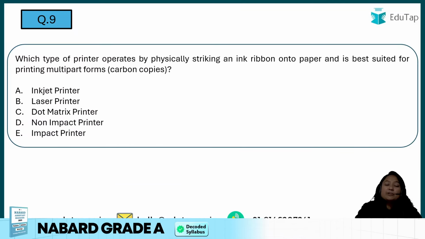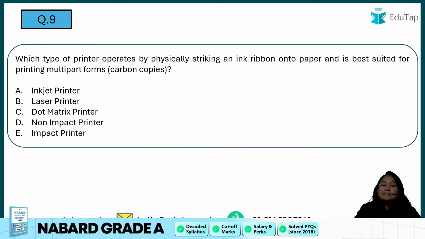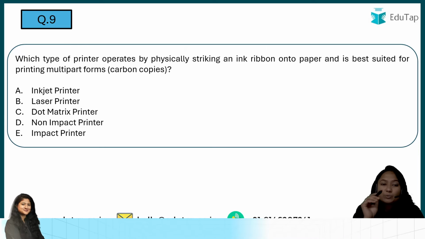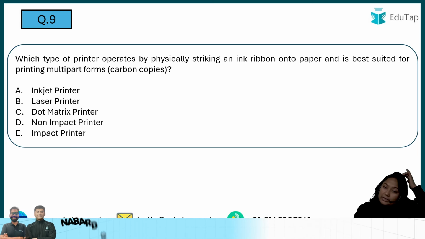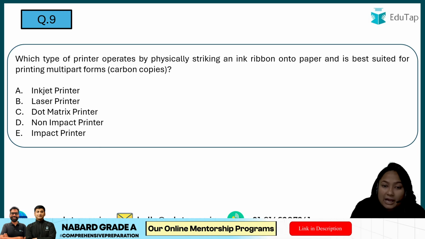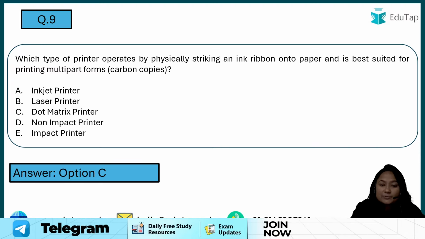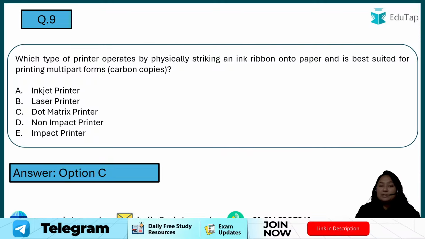9. Which type of printer operates by physically striking an ink ribbon onto the paper and is best suited for printing multi-part form? So which printer, basically different type of printer we have also heard. So if you want to print the carbon copies, so for that what you can use? The correct answer here would be option C, that is dot matrix printer.